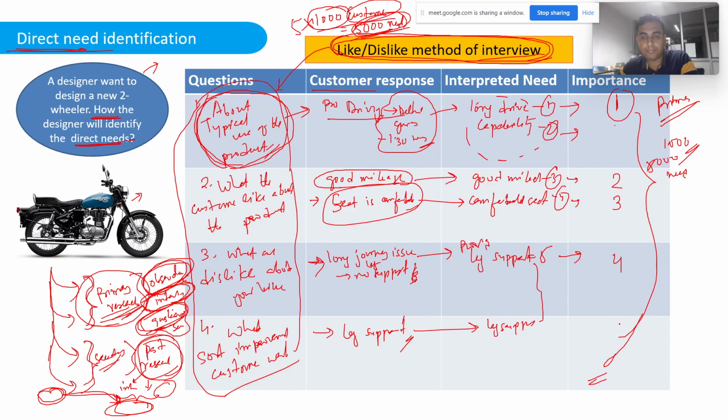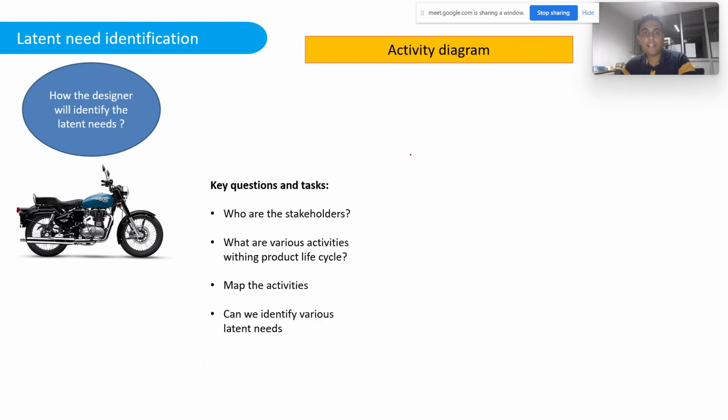Okay, any doubt here? Not from my side. Okay, so next is how to identify the latent needs. What do you think are the latent needs? For latent needs, I guess the needs that are dependent on the direct need. Like when we say we have to design the bike for a long route, we also have to define the kinds of routes that the bike may be going to.